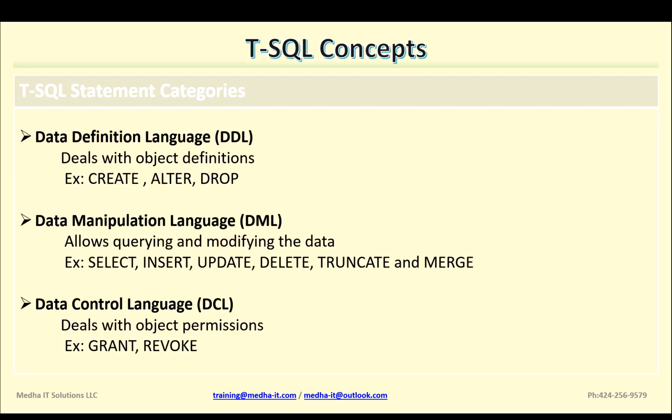The commands used to control the permissions fall under data control language. For example, you have a table in the database and you want to provide access to specific users for that table. Then the commands that set that permission are data control language commands. So DCL statements deal with setting the permissions or controlling the access, like grant and revoke, a couple of examples of DCL statements.